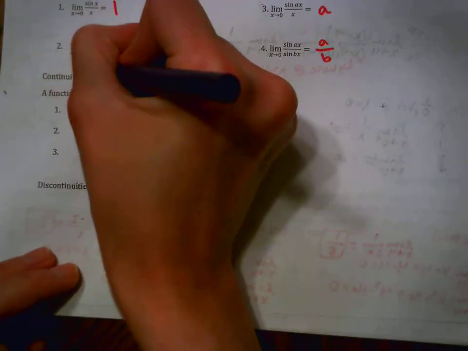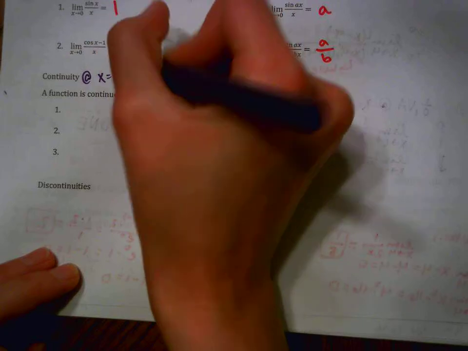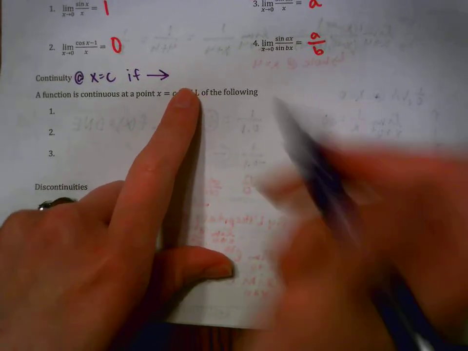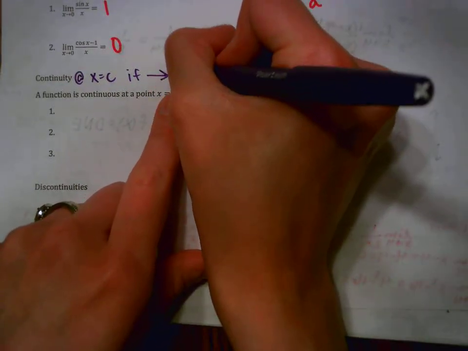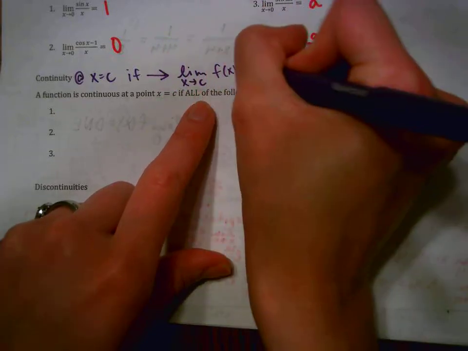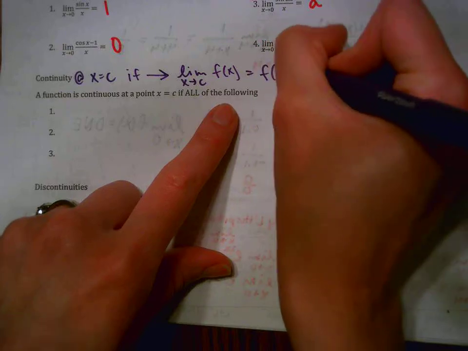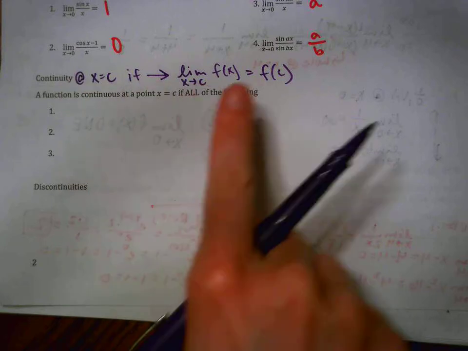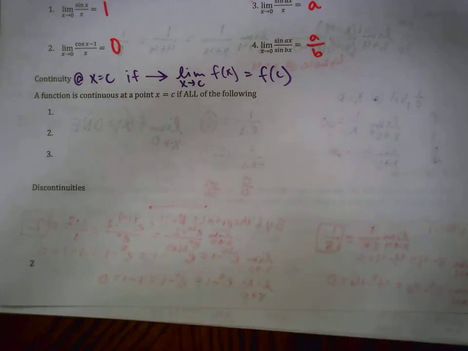So it's going to be continuous at x equals c if... anytime it's talking about continuity, you need to go back. This is the formal definition of continuity. This is what you're trying to prove: that the limit as x approaches c of your function equals the y value at c. So what is the definition of continuity? That the limit equals the y value. They're the same.